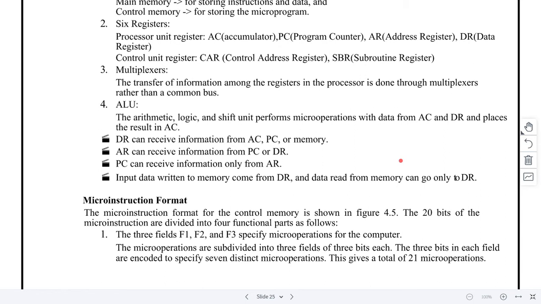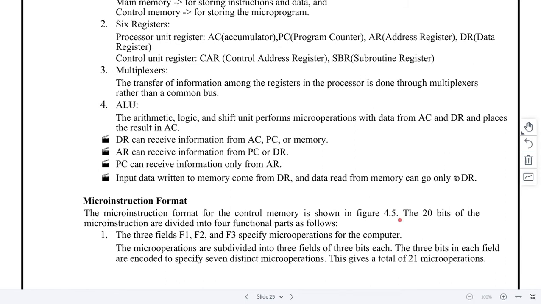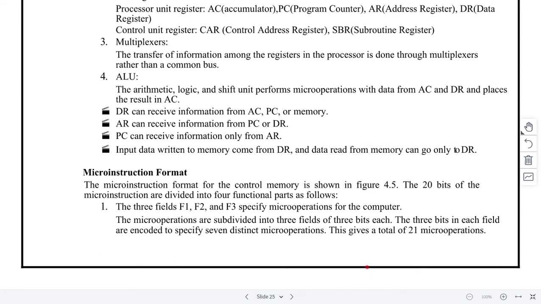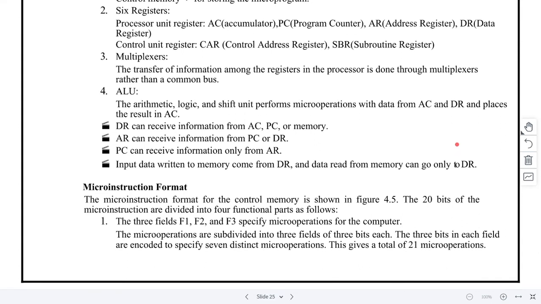AR can receive information from the PC or data register, and PC can receive information only from the AR. Next, input data written to the memory comes from the DR, and the data read from the memory can go only to the DR. So that is about the microprocessor example.